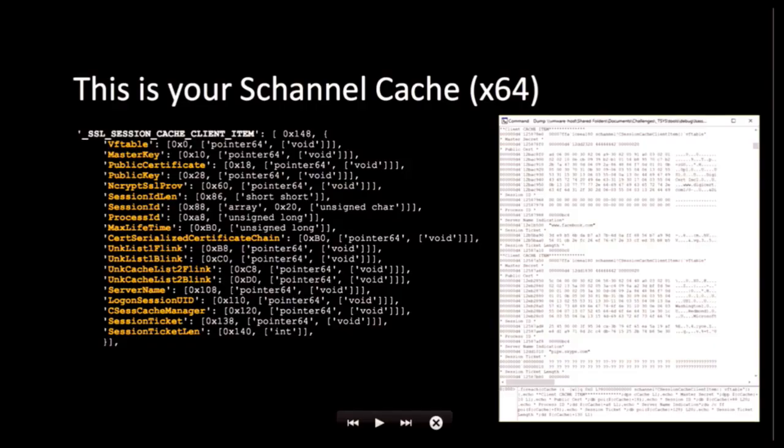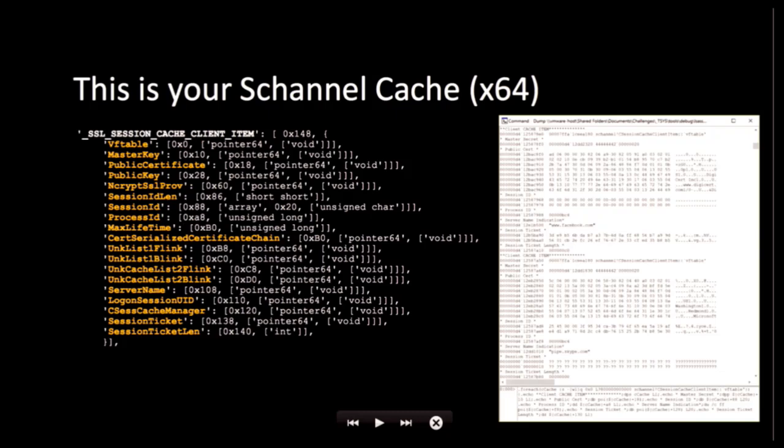So what does the cache actually look like? Well, as you saw when I was talking about the keys, a lot of these symbols have a C prefixing them. That's because they're a C++ class, and so the virtual function table gets stored at the top. What that enables us to do is, if we can use symbols, we can actually just scan for instances of that in memory, which is kind of cool. So the very first thing that gets stored is that vftable.